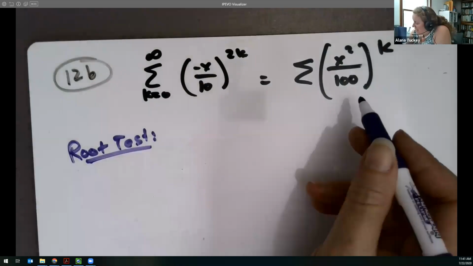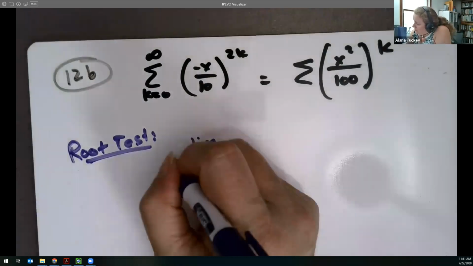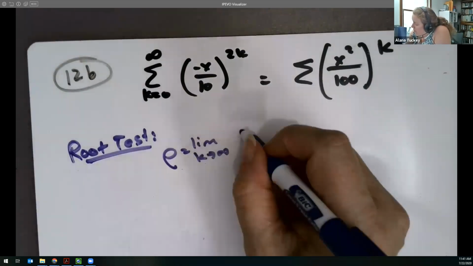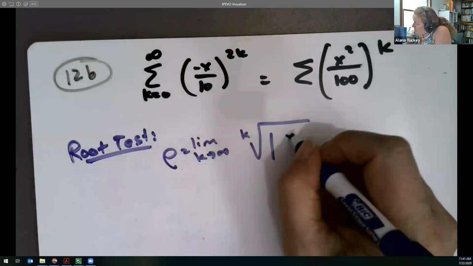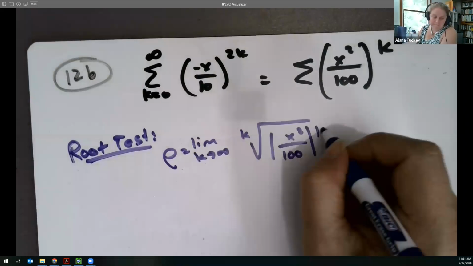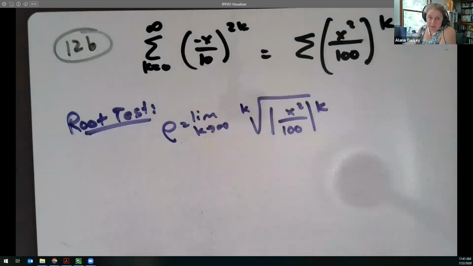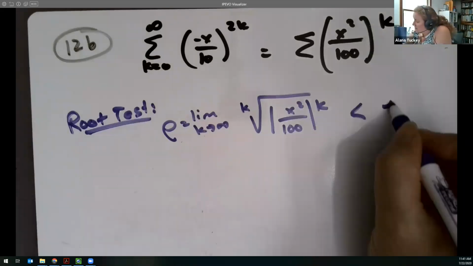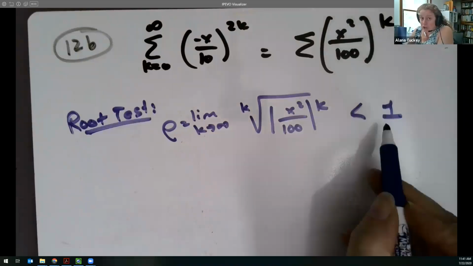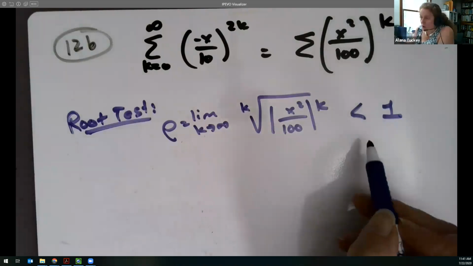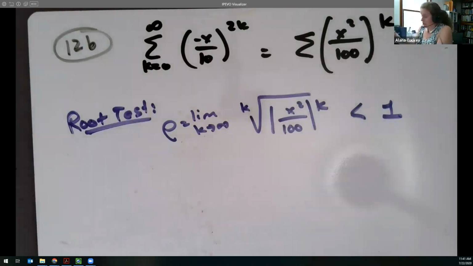All right, so we want to take the limit as k goes to infinity. This is rho. As k goes to infinity of the kth root of the absolute value, which is irrelevant really because it's x squared, but whatever. I don't even need the absolute value in this case because x squared is always positive. So it doesn't really do anything. And I need this to be less than 1 in order to be convergent because I'm looking for the radius of convergence, not the radius of divergence. There's no such thing, right? I want to know when those two graphs will overlap each other, right?